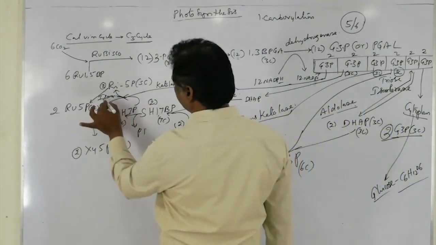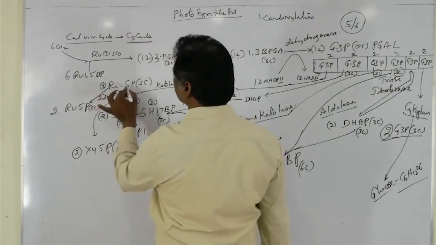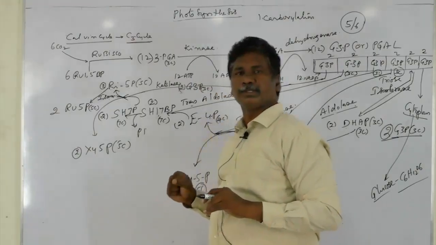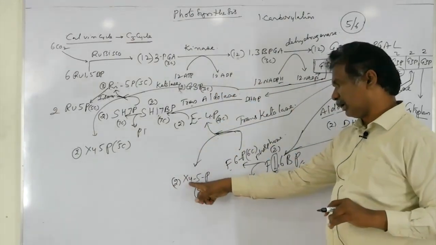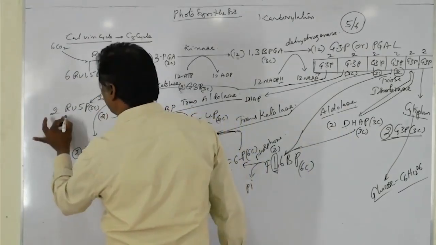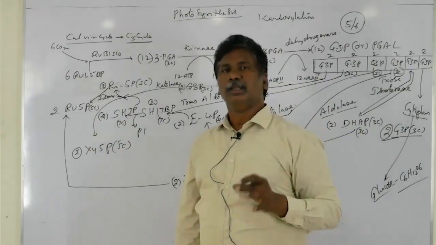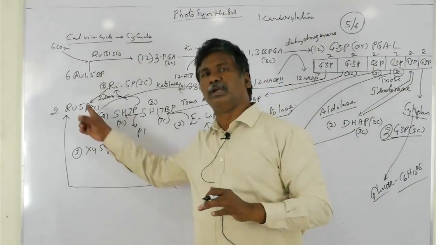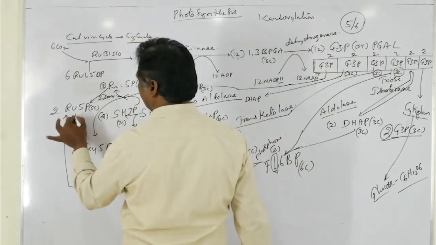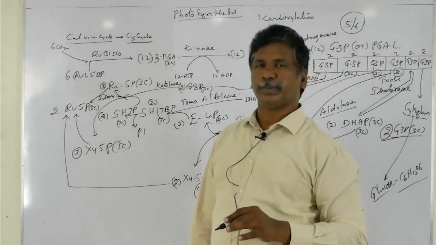In the presence of the enzyme isomerase, that ribose 5-phosphate is converting into ribulose 5-phosphate. And also you can see this one, 2 molecules of xylulose 5-phosphate are also converting into ribulose 5-phosphate. This xylulose 5-phosphate also converts into ribulose 5-phosphate.